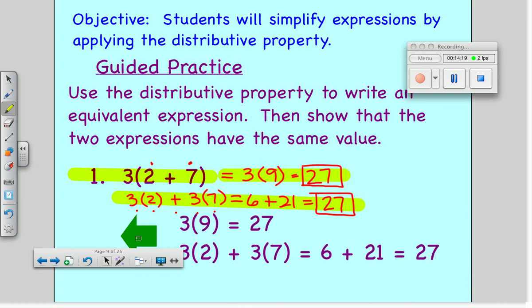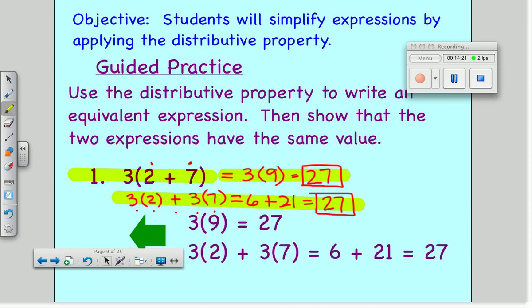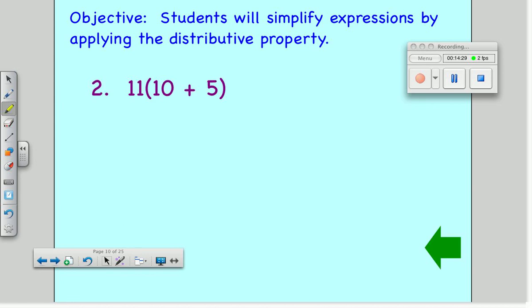So same thing I just wrote up there, you do the same thing. We're going to do that for a few of these. So let's do number 2. So here, 11 times, what's 10 plus 5? 15, right? What's 11 times 15? 165.